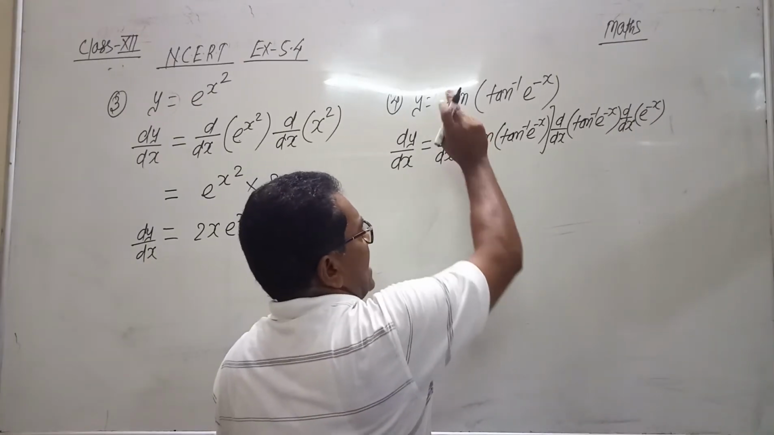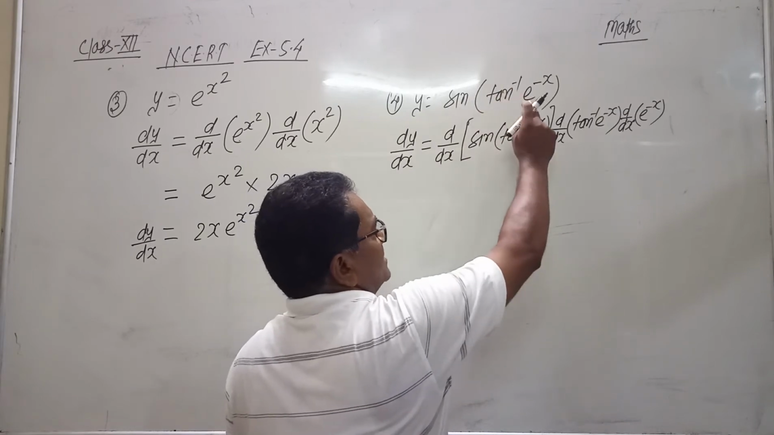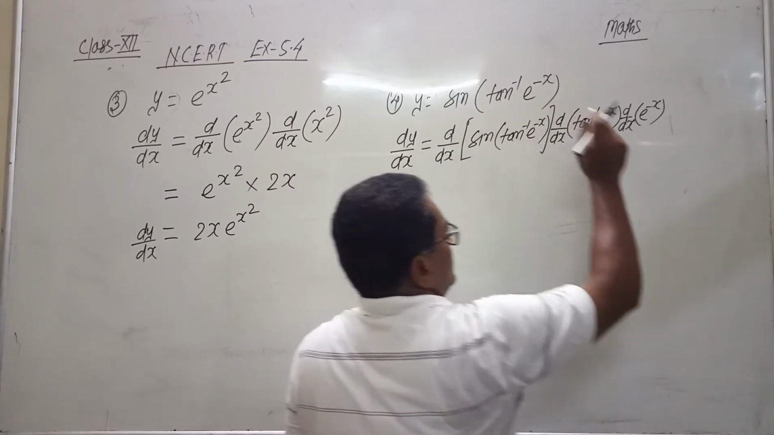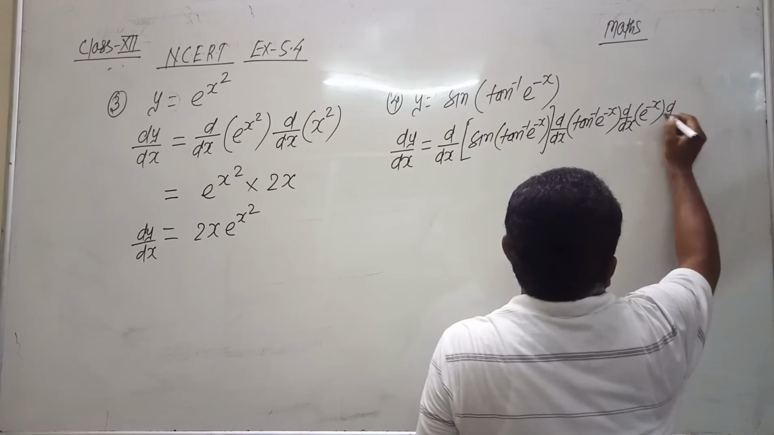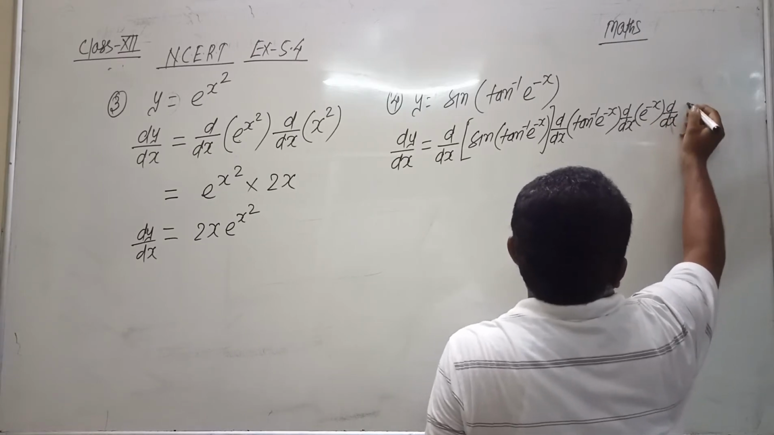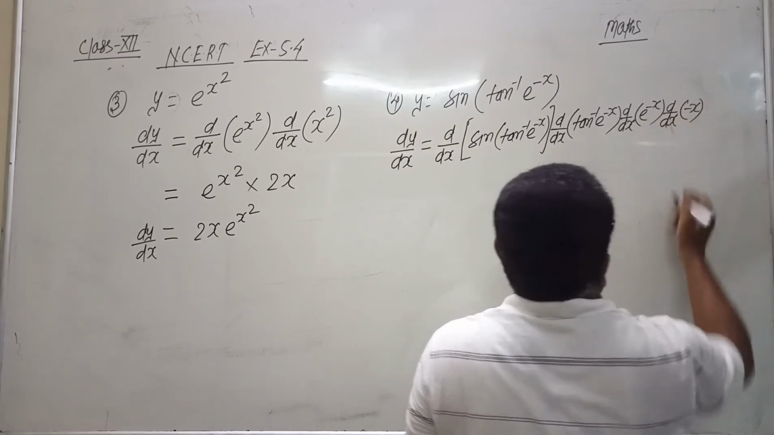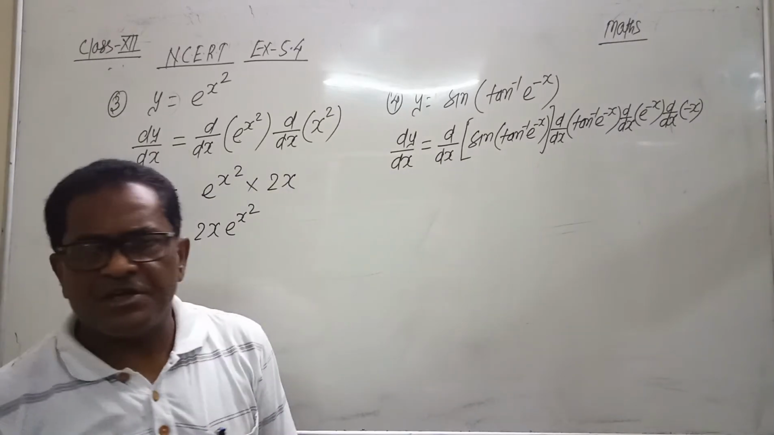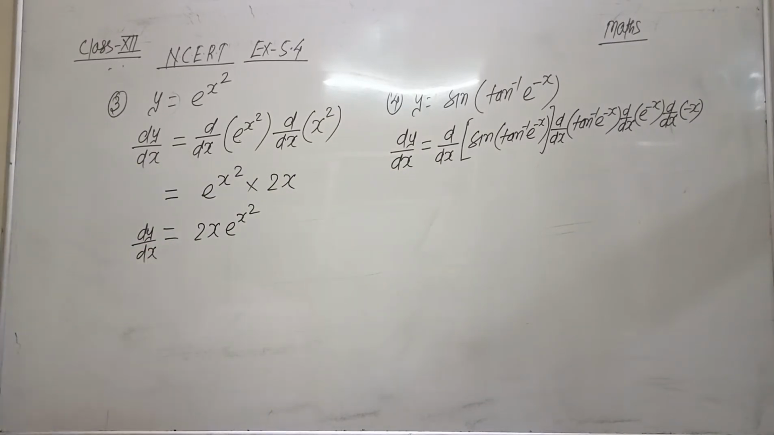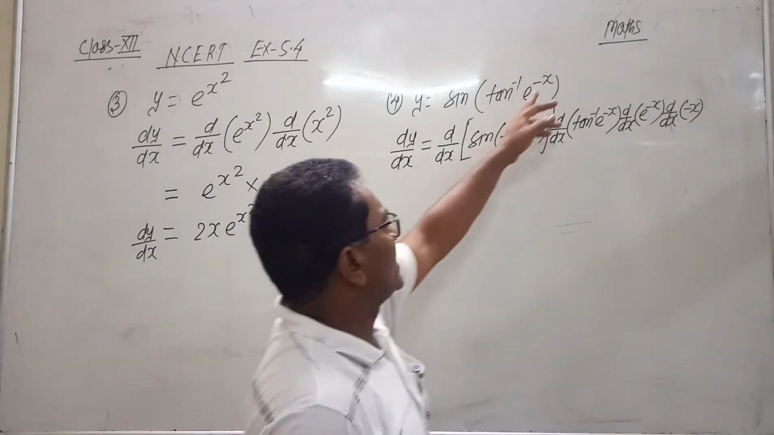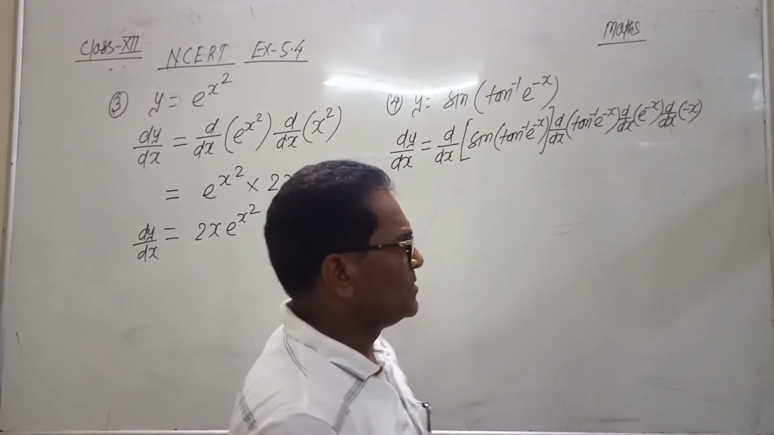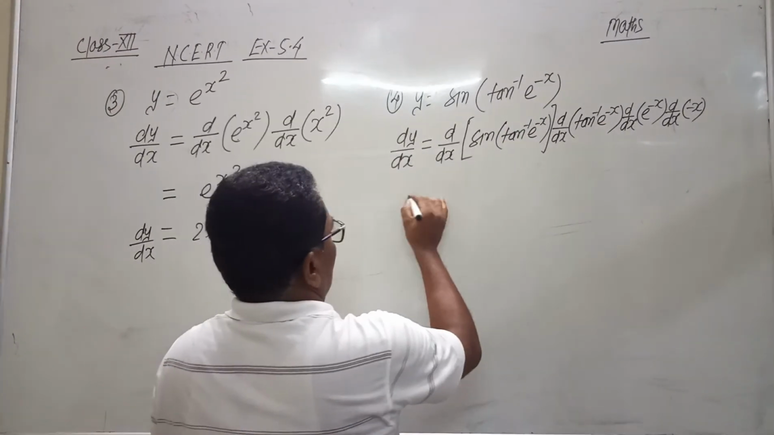Firstly we have dropped sine, then dropped tan inverse, then in the last we have to drop e, so it becomes d by dx of minus x. Why have we dropped e? Because there is minus x. If there would be x, then there was no need to drop. If here was e raised to the power a plus x, we would not drop e.